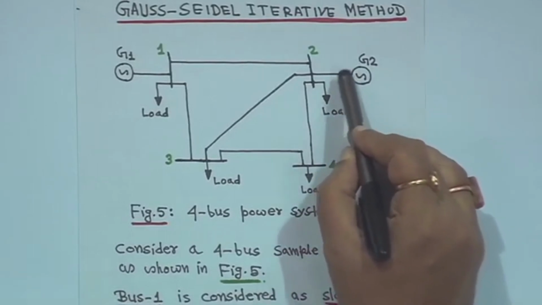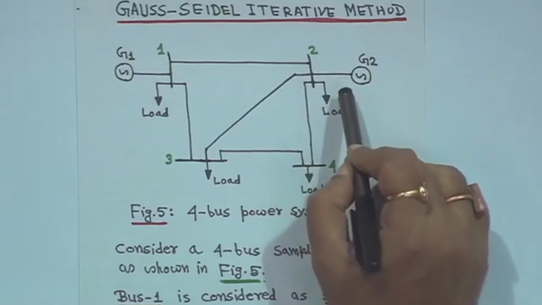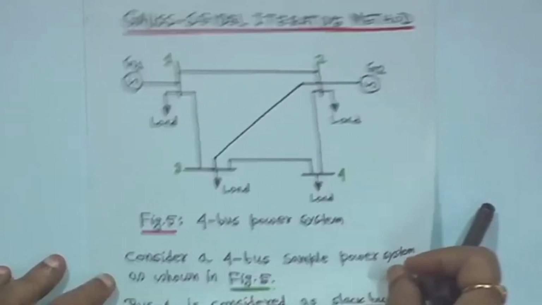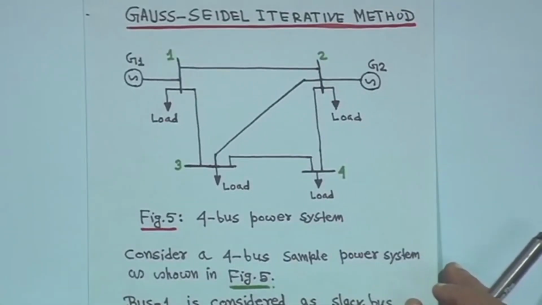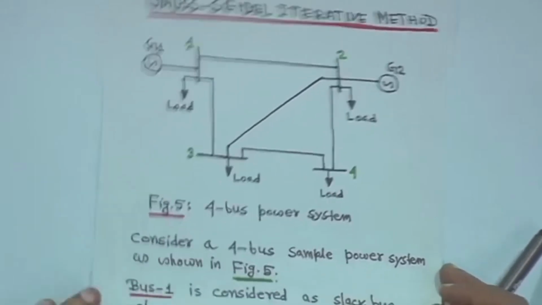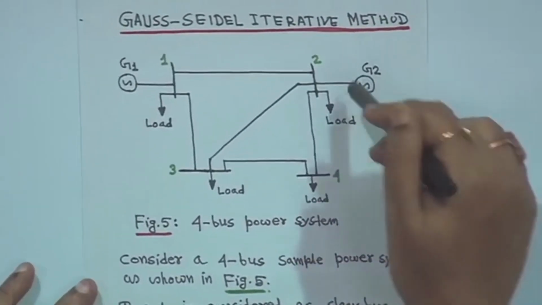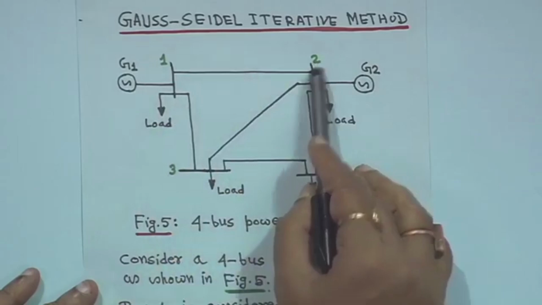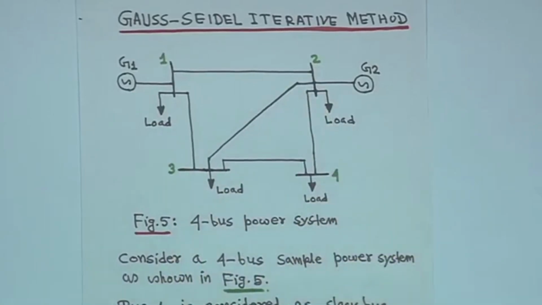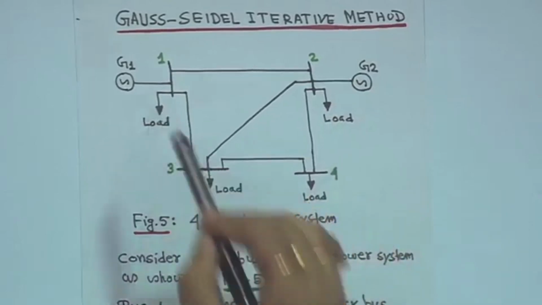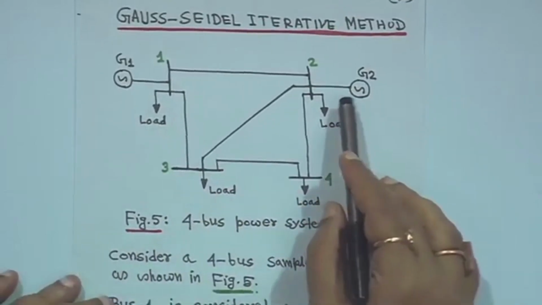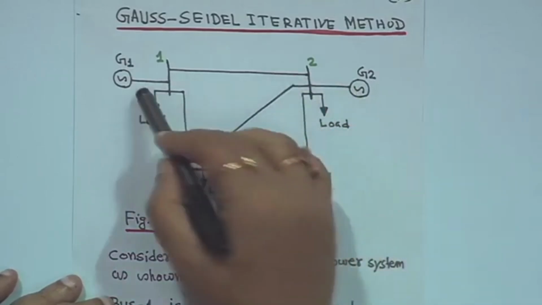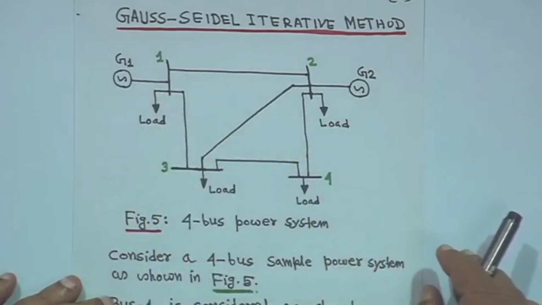The transformer steps up from the terminal voltage to the high voltage side, then the transmission line. But we will not show the transformer here for the time being. Later the transformer modeling will be covered. So this is generator 1 and generator 2 and buses 1, 2, 3, 4, and loads are shown. The step up transformer connecting to the line is not considered here. Later I will give you the transformer modeling.